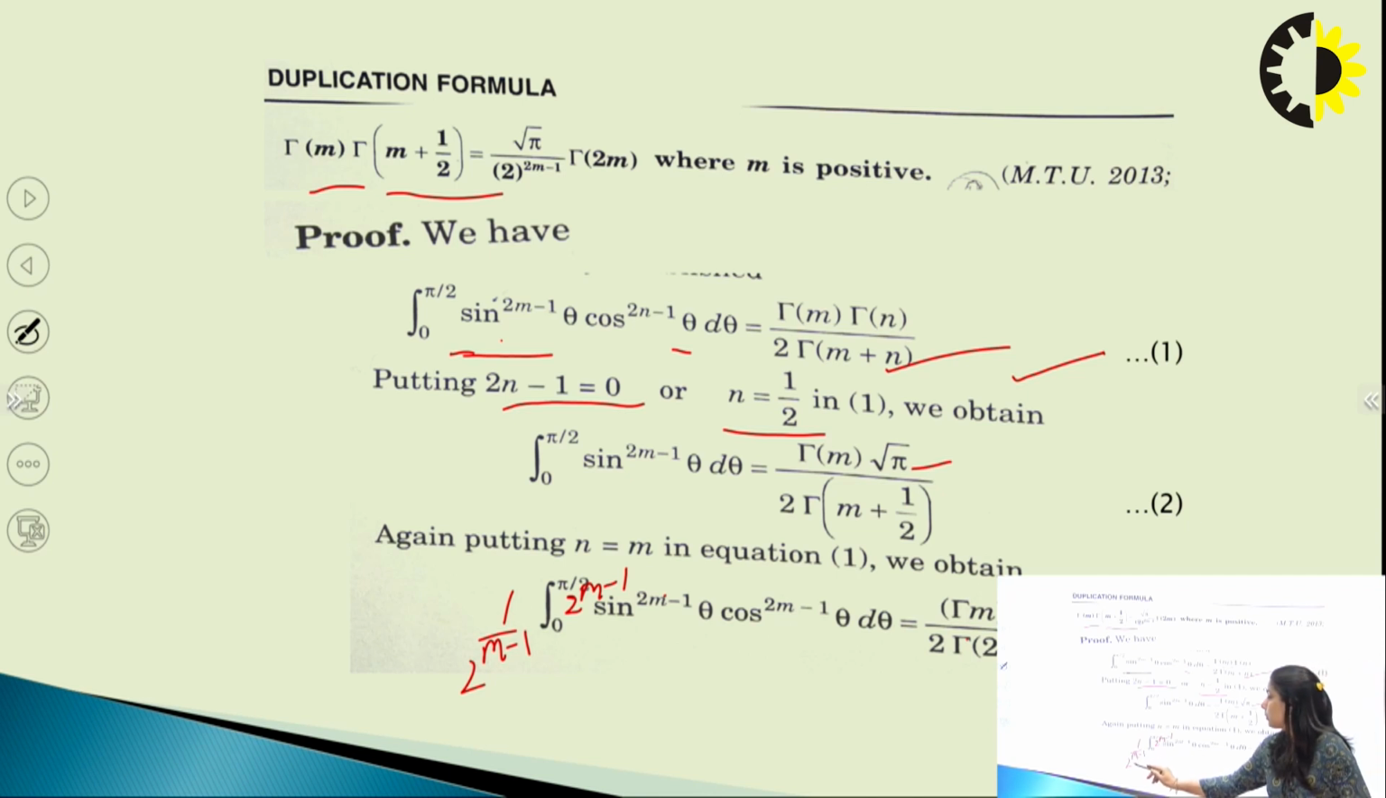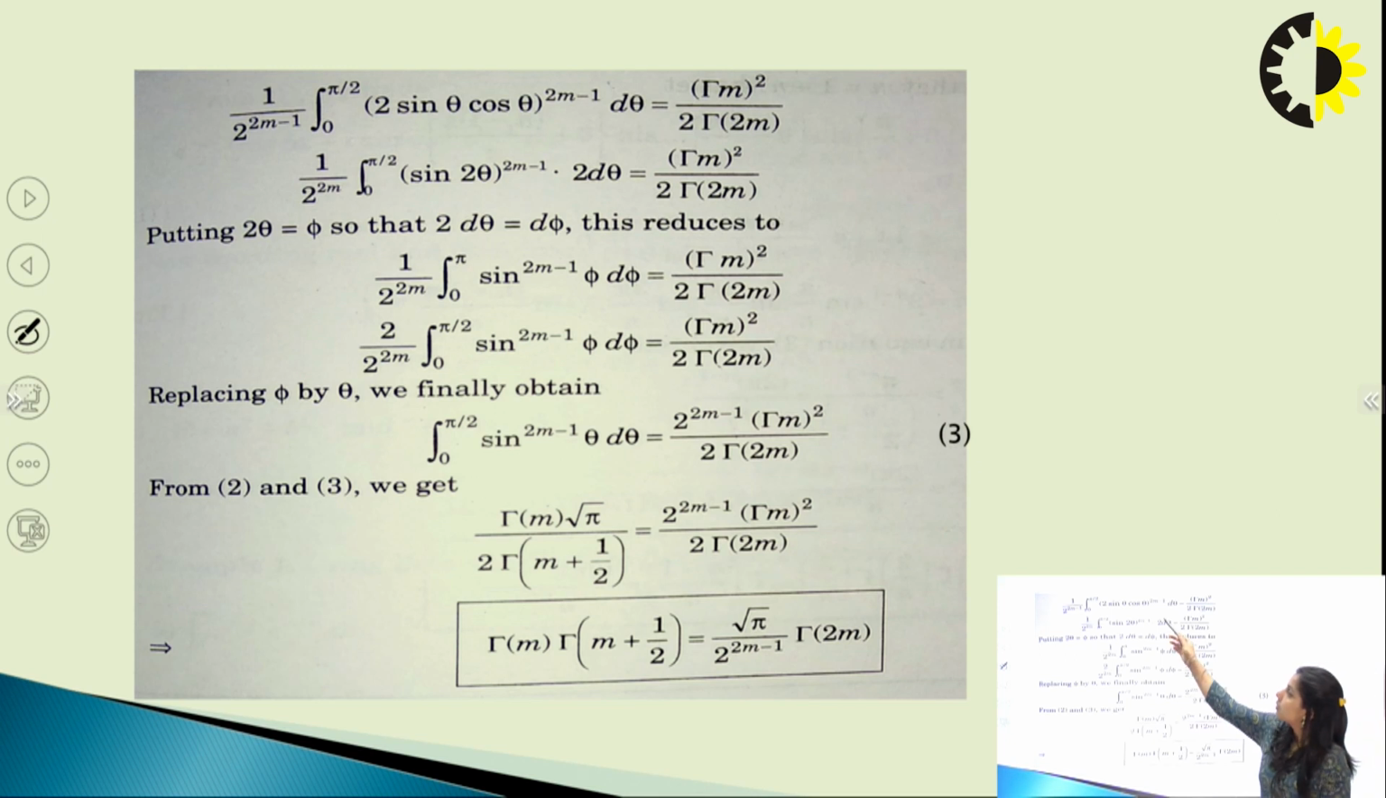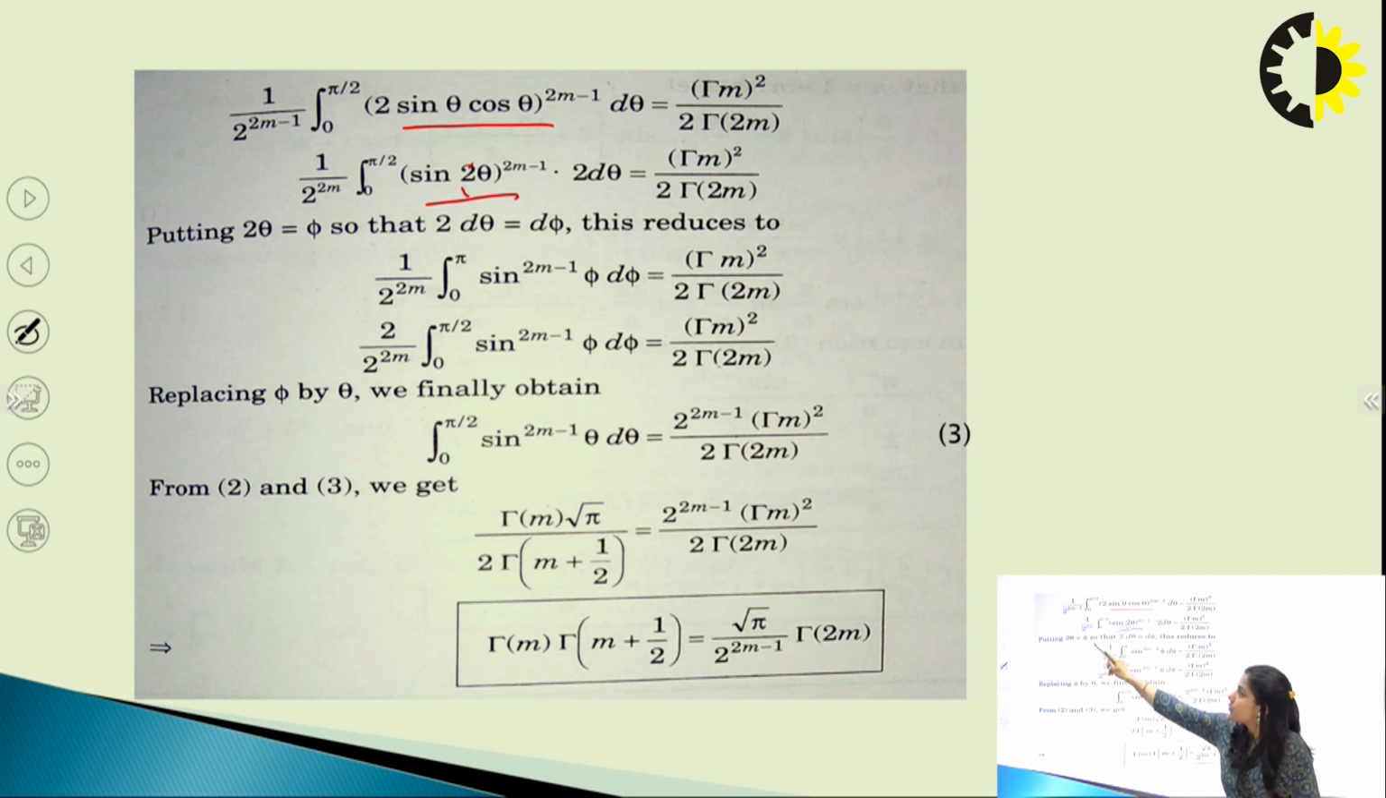2 power 2m minus 1. So this term is equal to sine 2 theta, and now we will assume 2 theta is equal to phi. So by differentiation, 2 d theta is equal to d phi. So this integration is reduced to 1 upon 2 power 2m integration 0 to pi by 2.